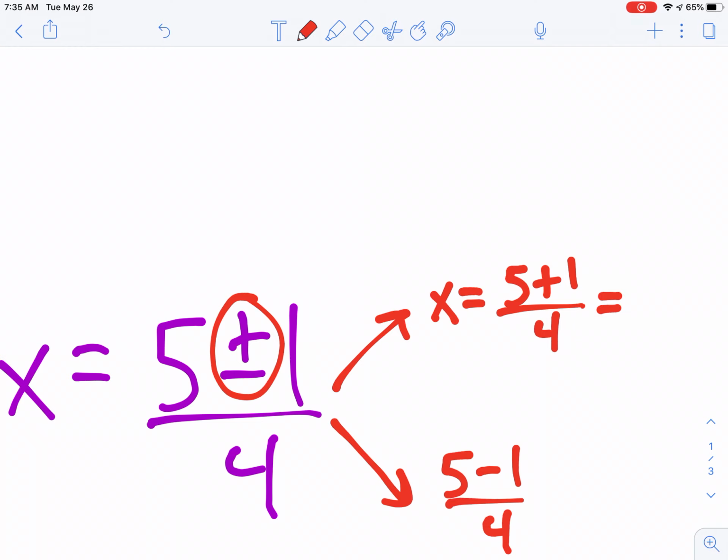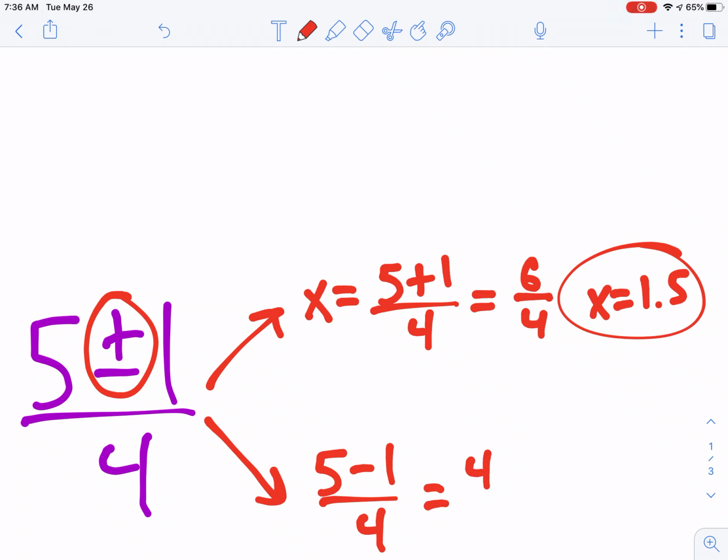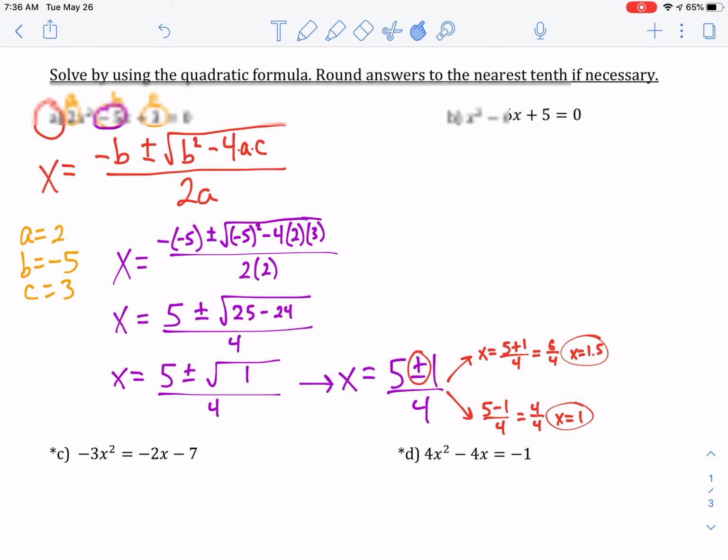So this one equals 6 over 4, which is 1.5, when you divide them. This one becomes 4 over 4, which is just 1. And those are your two answers using the quadratic formula.